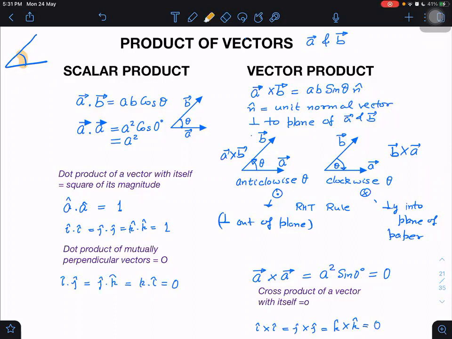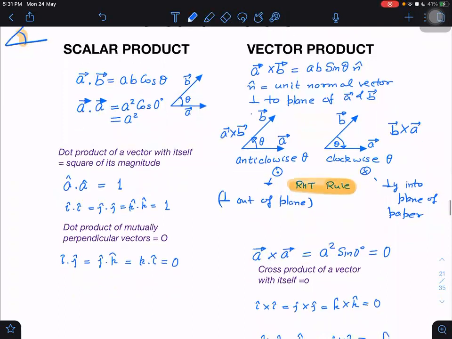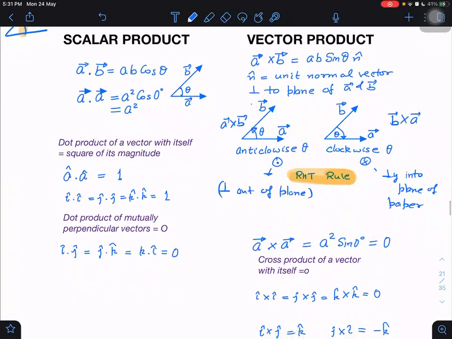Now we explain these things by the right hand thumb rule, which I will be explaining later on. Today I am just leaving it. Next time I can explain it. Next thing here, understand a few properties of the scalar product.